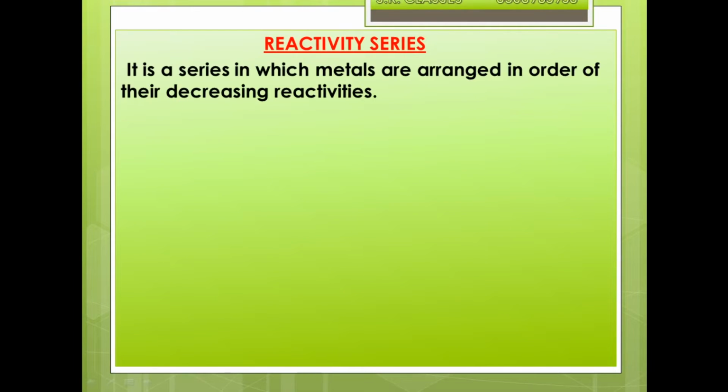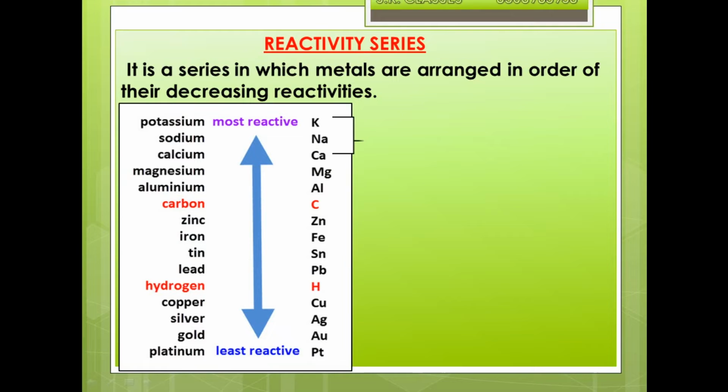For metals, we must know about the reactivity series of the metals. I am going to define it. It is a series in which metals are arranged in order of their decreasing reactivities. Here I have given you the reactivity series. First one, calcium, sodium, potassium, and it goes down towards platinum, which is the least reactive.